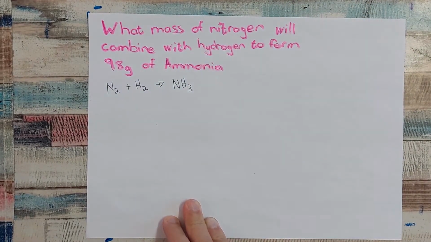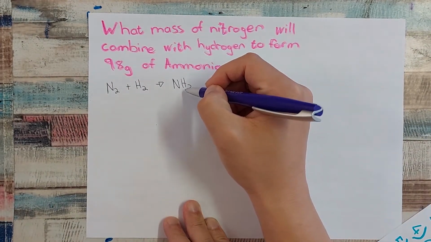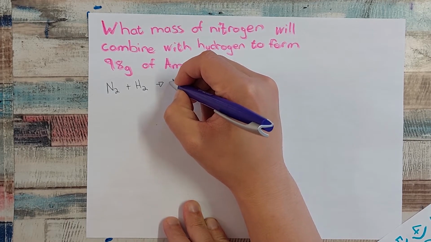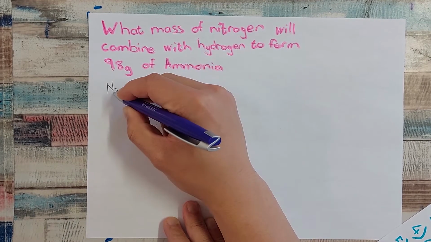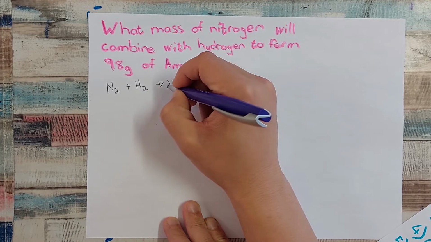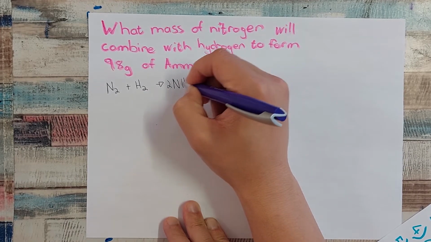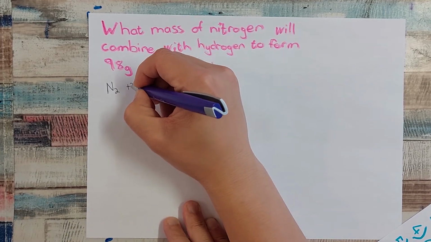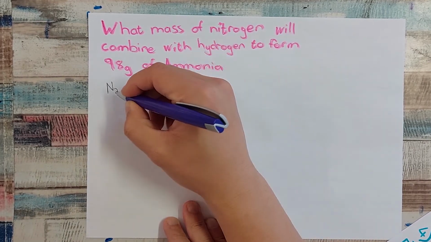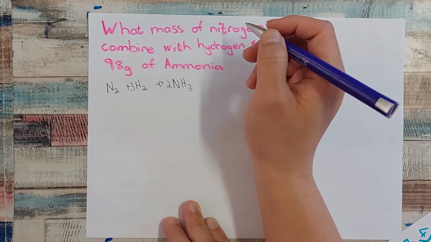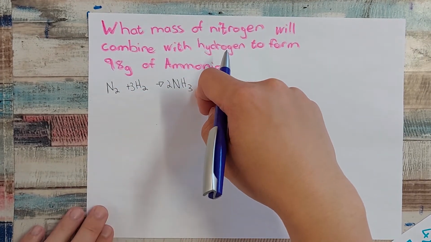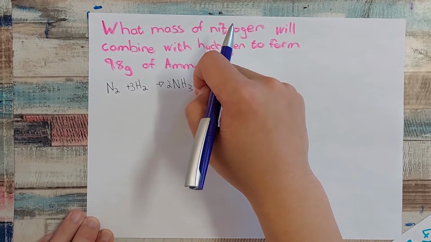Now I need to balance this first. Balancing, don't forget, is step one. I've got one nitrogen, so let's make it 2 over here. So I'm going to have 2 nitrogen, that's sorted. But 2 times 3 is going to give me 6, so I've got 6 hydrogen in total, and I need to fix this one over here. So there you go: 6 hydrogen, 2 nitrogen, and therefore it is balanced. This is going to be my balanced equation.